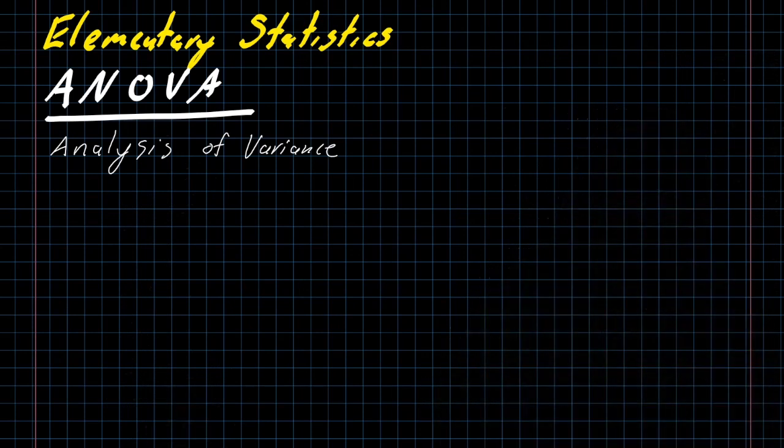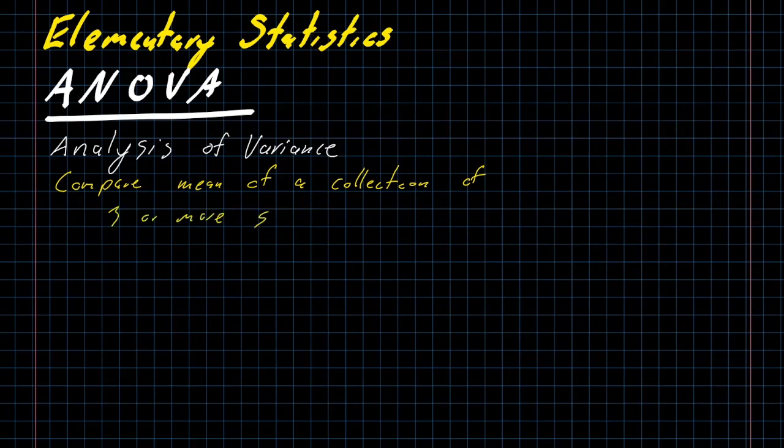So the idea of an analysis of variance is to compare the mean of a collection of three or more samples. You'll see quickly that in the case of two samples, even though technically ANOVA could do the job, you would not want it to.